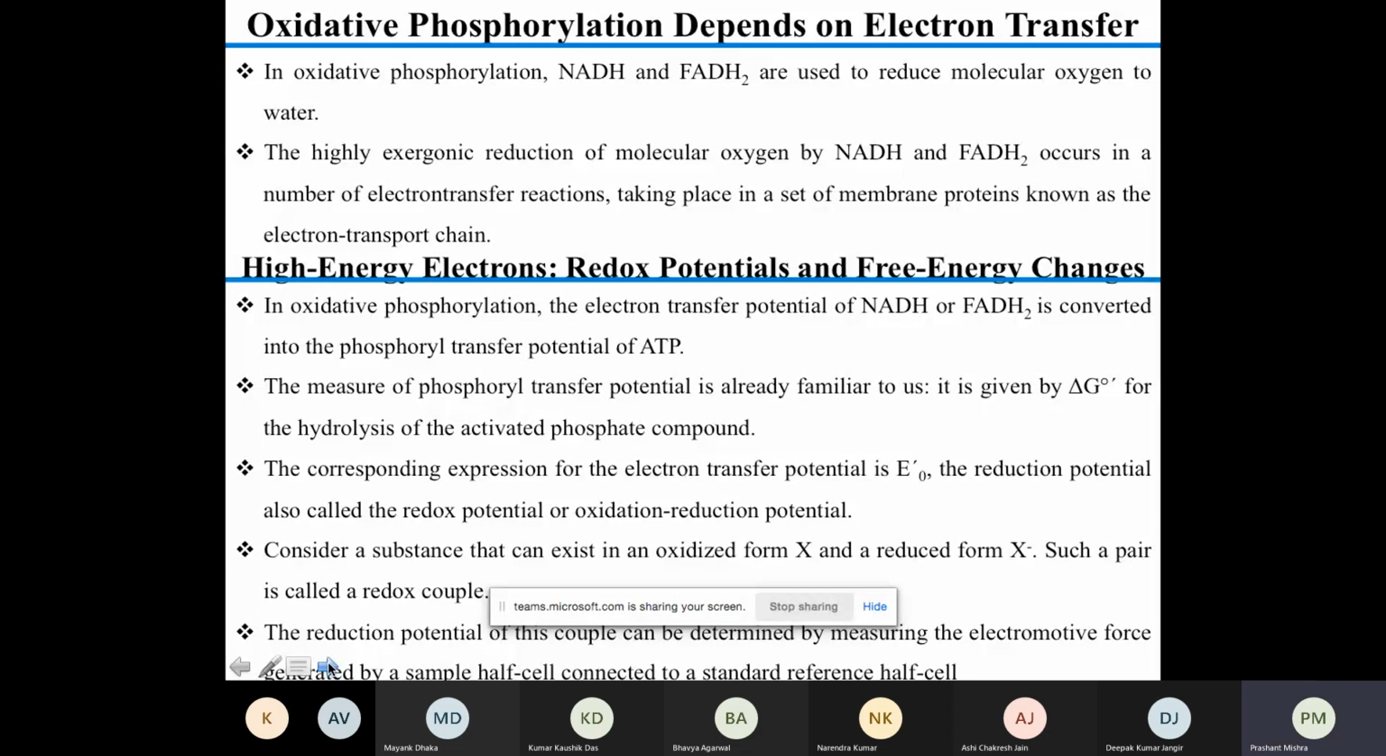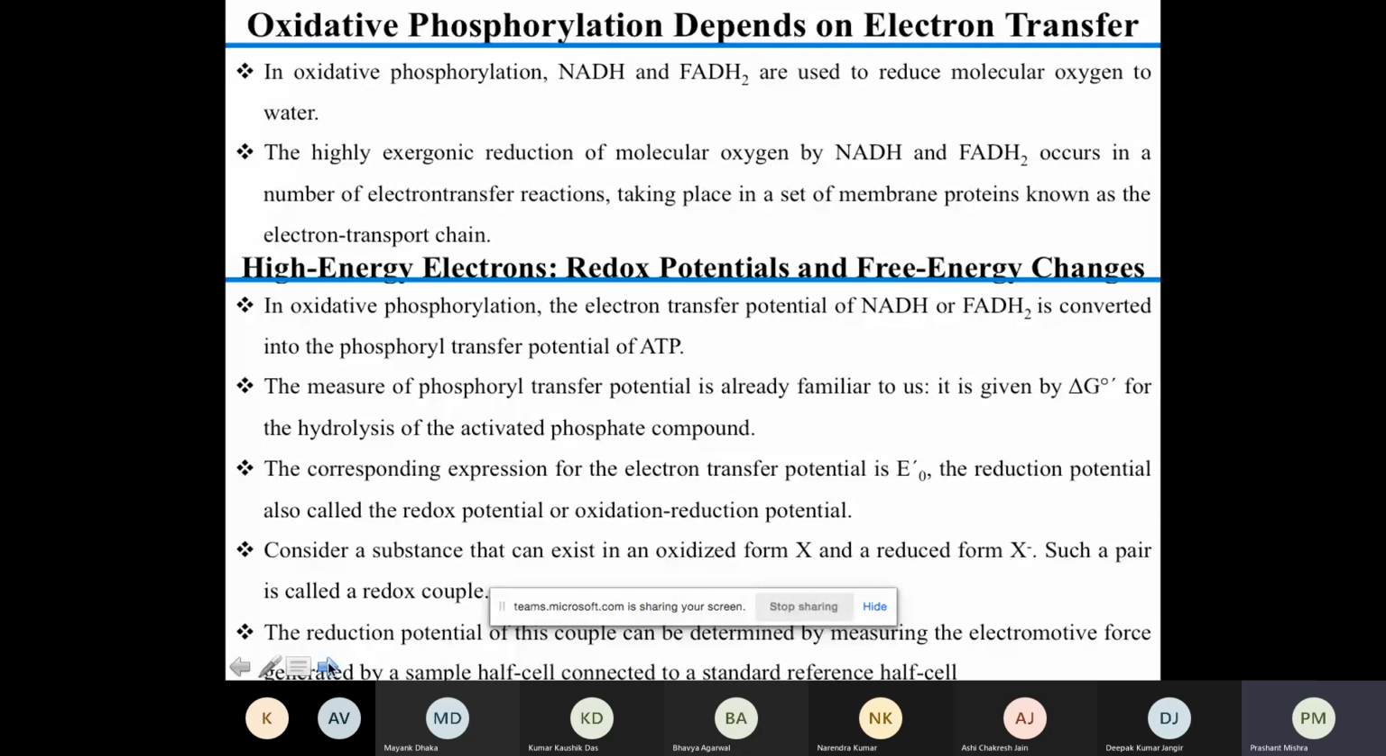So in this oxidative phosphorylation, the electron transfer potential of NADH or FADH2 is converted into phosphoryl group transfer potential. So it's very clear. You have learned what happens in ATP. ATP has a terminal phosphoryl group, which when transferred provides energy. You know that delta G is minus 7.3 kilocalorie per mole when ATP transfers its phosphoryl group. So the measure of phosphoryl transfer potential is known to you. It is delta G0 prime.